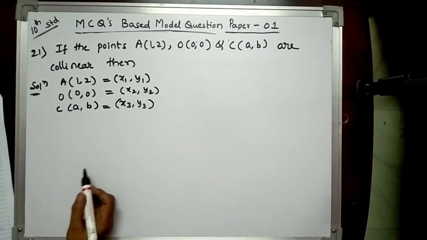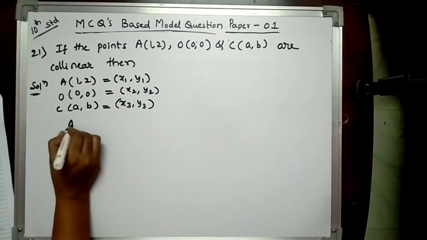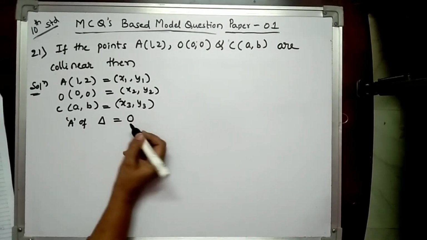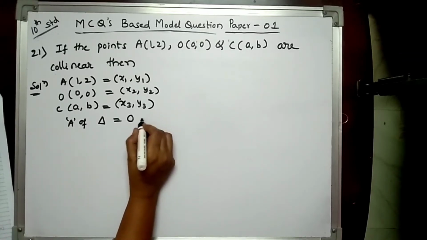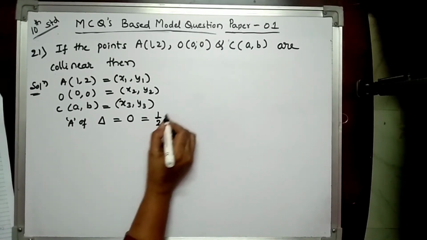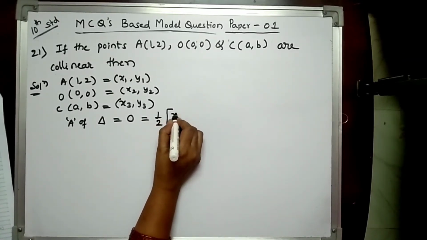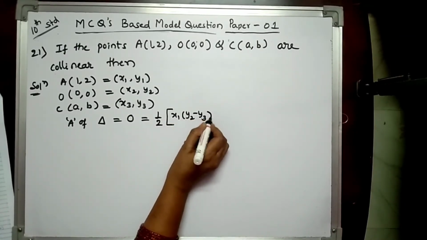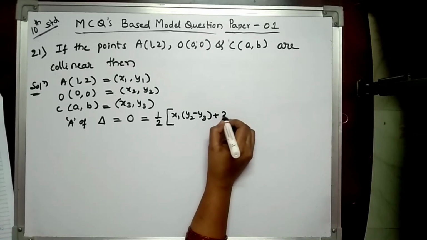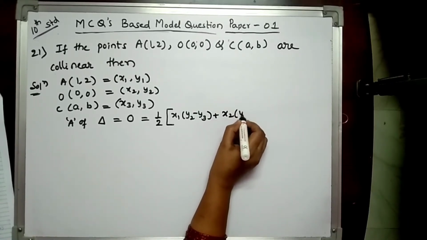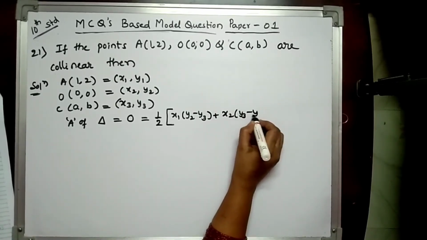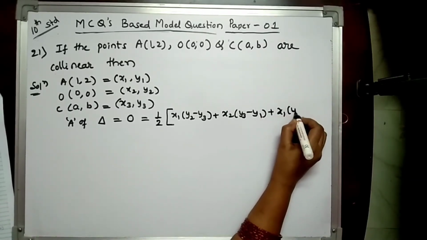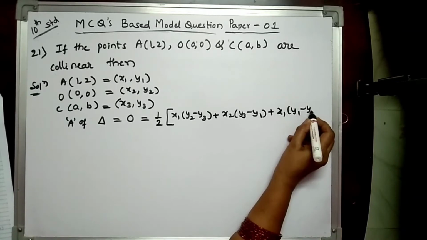They are collinear, which means area of triangle is equal to 0. The formula is half into x1 times y2 minus y3 plus x2 times y3 minus y1 plus x1 minus y2.